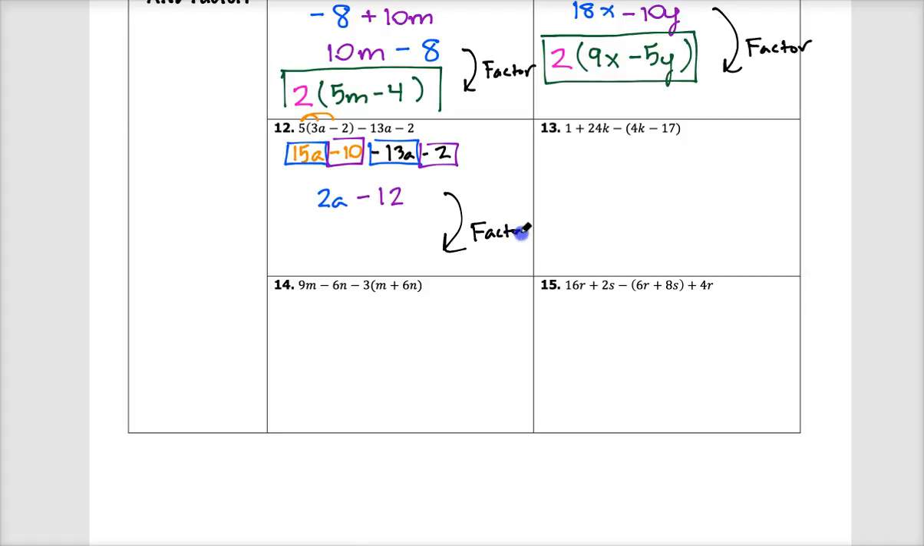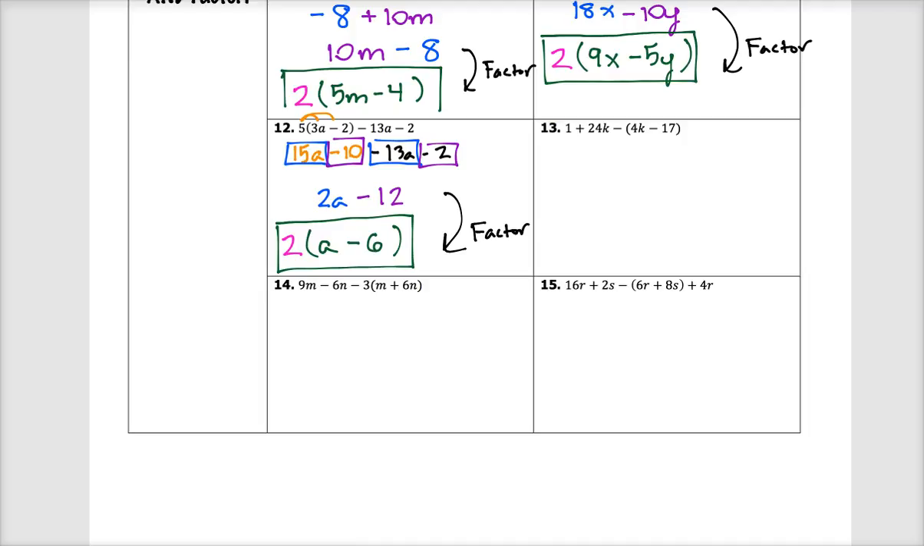And now we factor. The GCF of 2 and 12 is 2. A times 2 gives us 2a, and a minus 6 times 2 gives us our minus 12. So this factors into 2 times the quantity a minus 6.